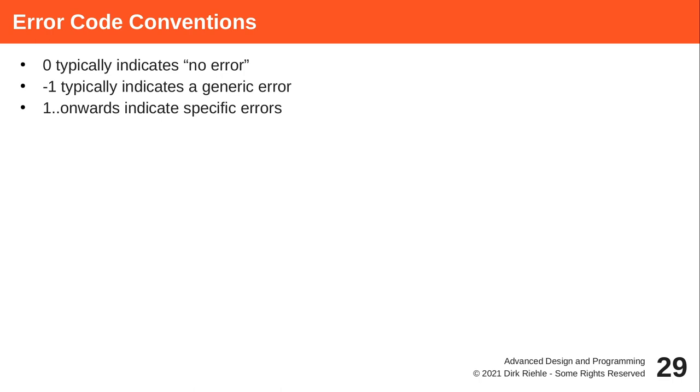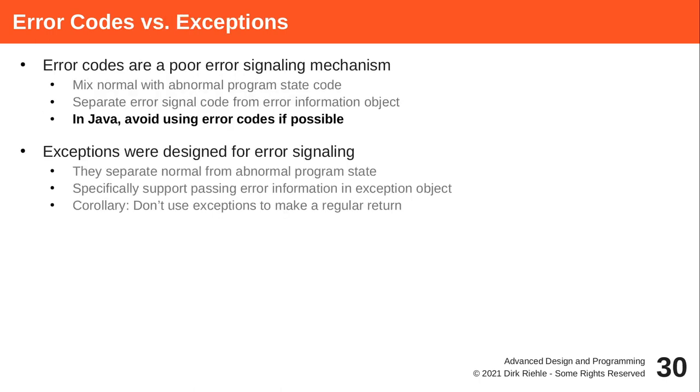Still, error codes are very common. Here are some conventions. Zero typically means that there was no error. Minus one is the generic error: something's wrong, but we can't tell you any specifics. And positive values, one and larger, typically indicate specific errors. 404, for example.